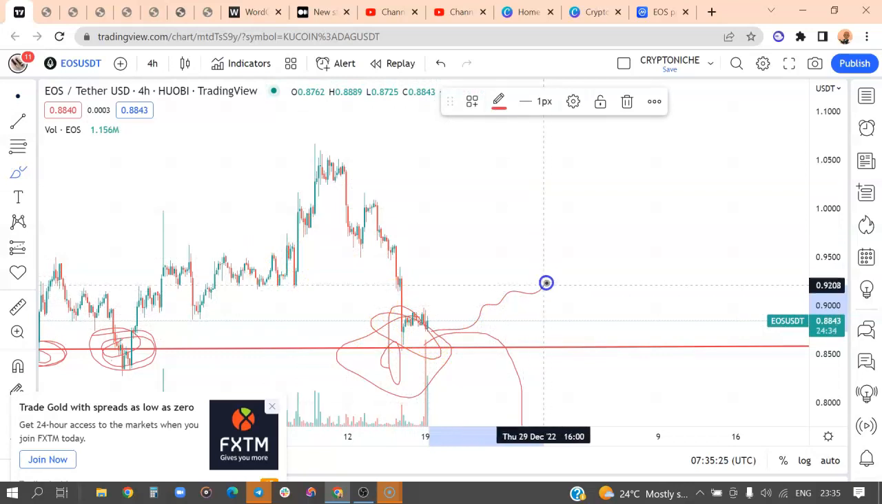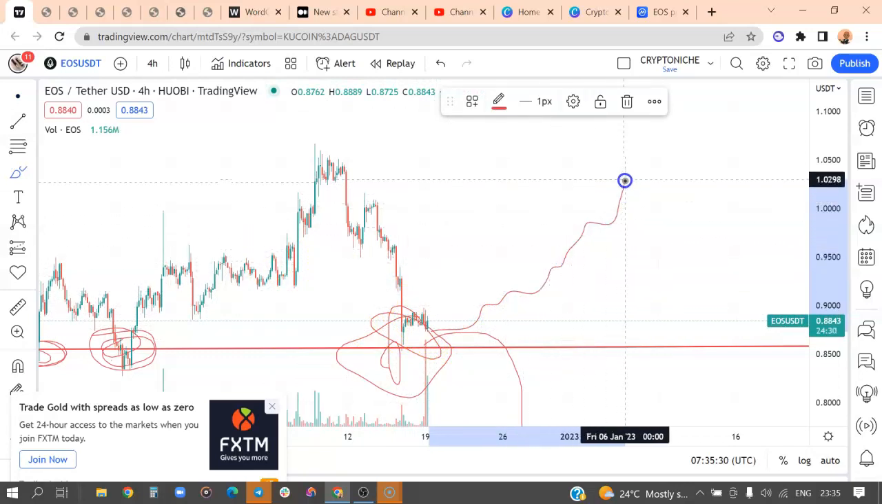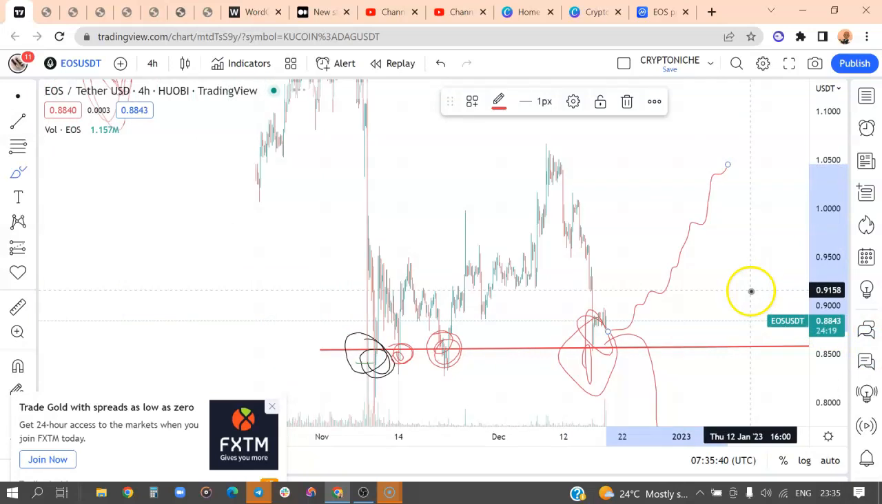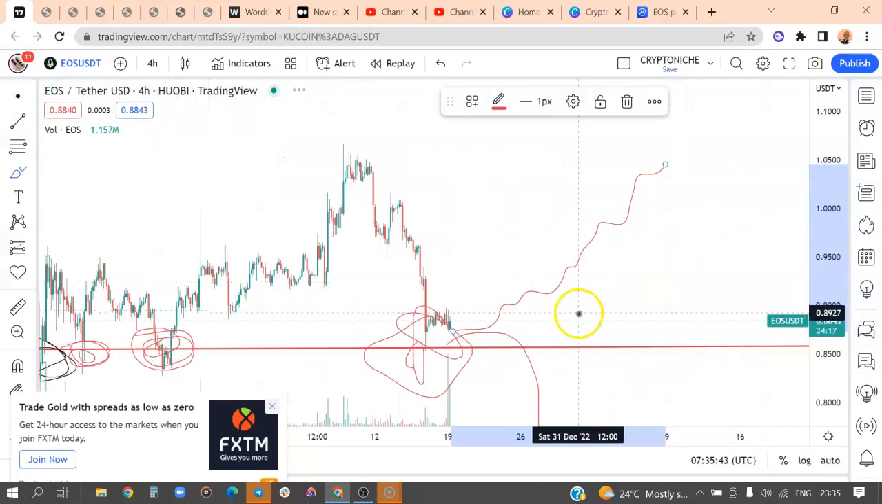When you see a pump, you keep shorting it. That's the most realistic thing to do. When I see a pump on this time frame, I will short it, because I showed you guys the overall market structure.